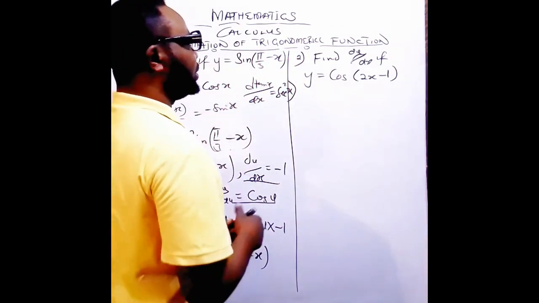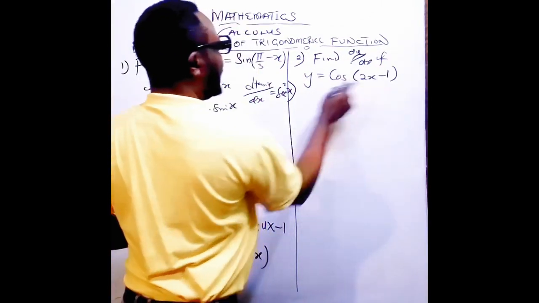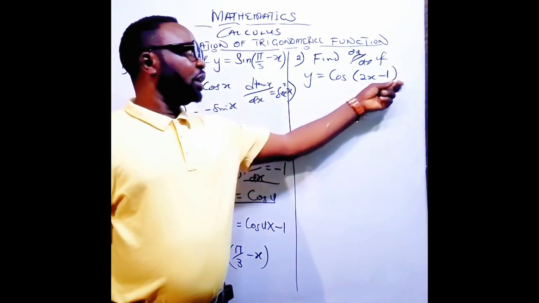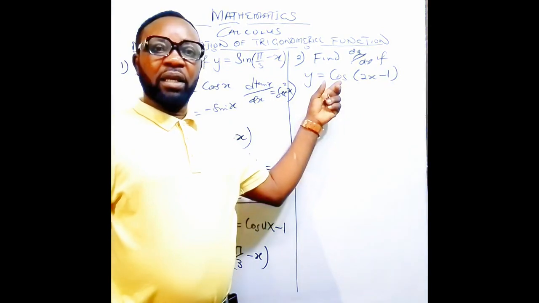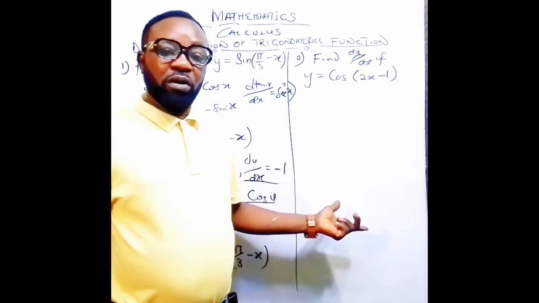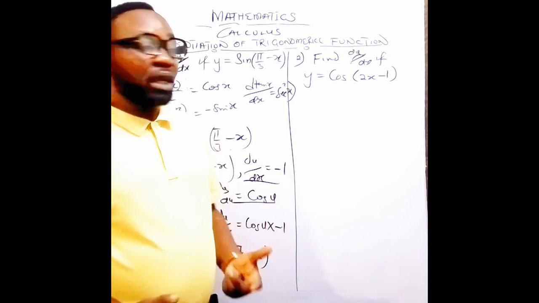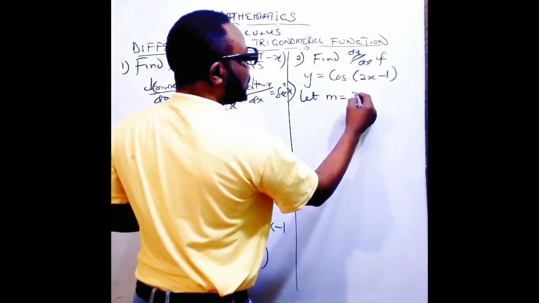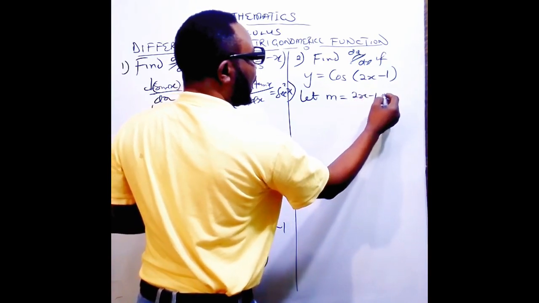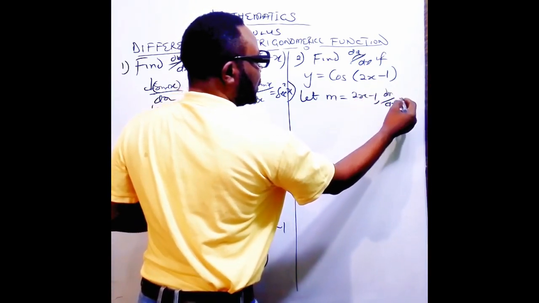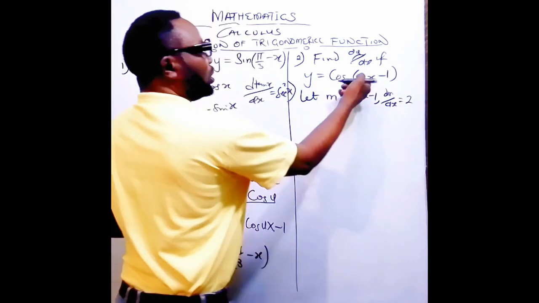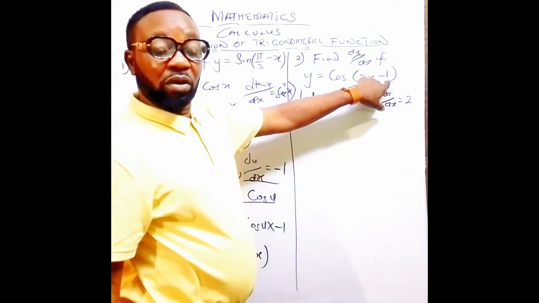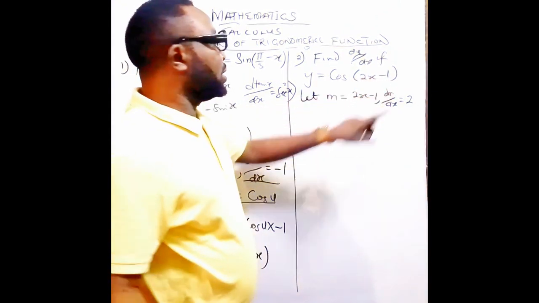So we come here to differentiate this value here. As you can also see, the value that is multiplied by this cos here is not just x. So we are going to make use of a composite function. So we now say let m equal to 2x minus 1, where I can now say that dm/dx is equal to 2, because it is the only one I'm going to differentiate. This minus 1 here is a constant, and the differentiation of a constant is 0.